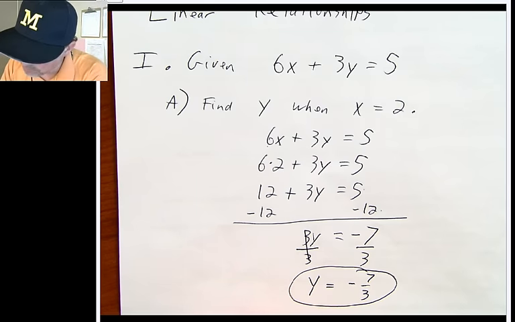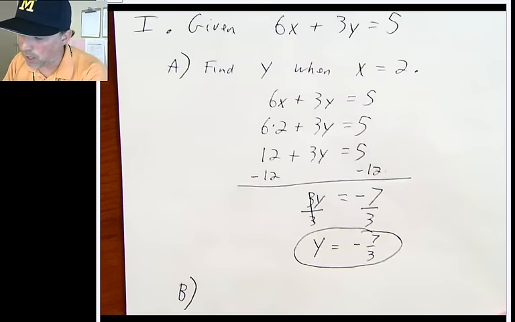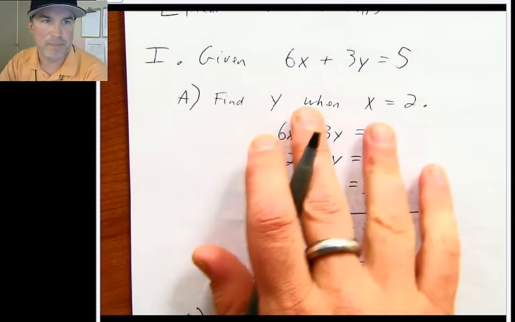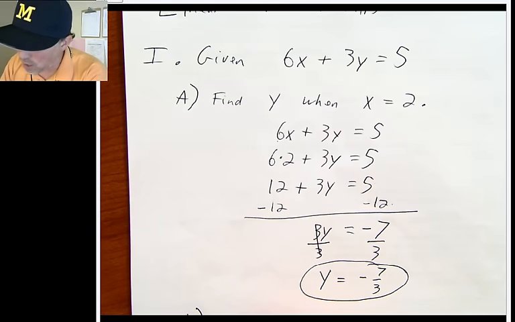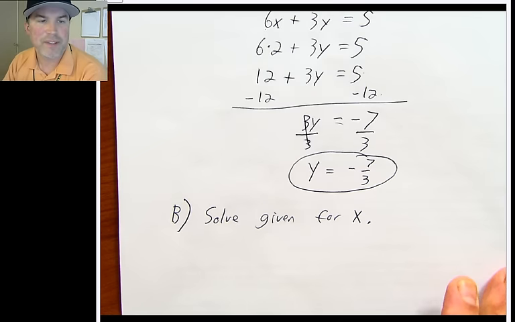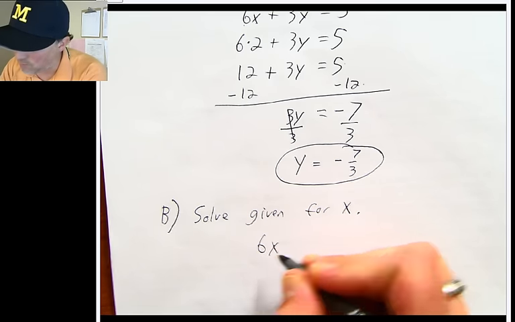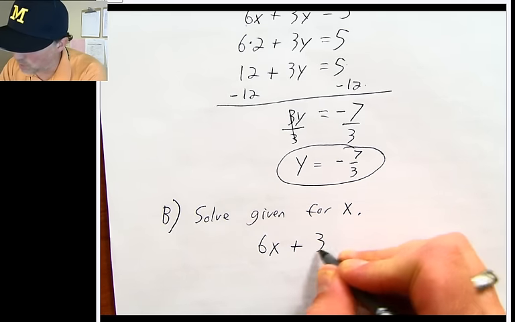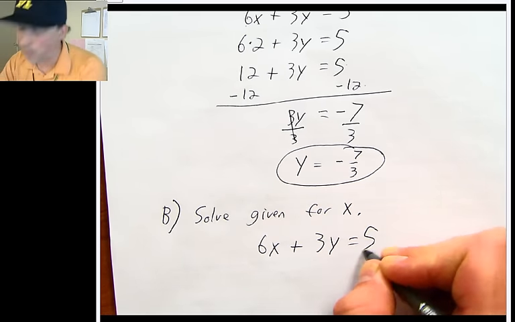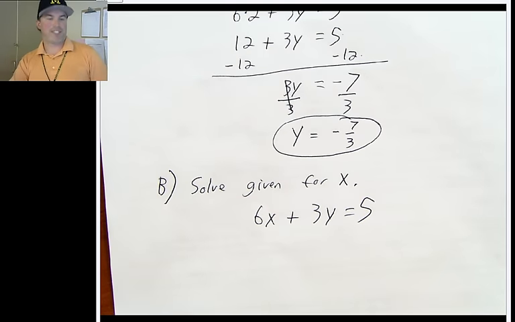Part B. In Part B, they tell us to still use this given equation, but we're going to solve the given equation for x. So we're not going to plug in any values. We're just going to solve the equation straight away for x. Just as a reminder, it's always good to write the equation out before you start a problem. I have 6x plus 3y equals 5.